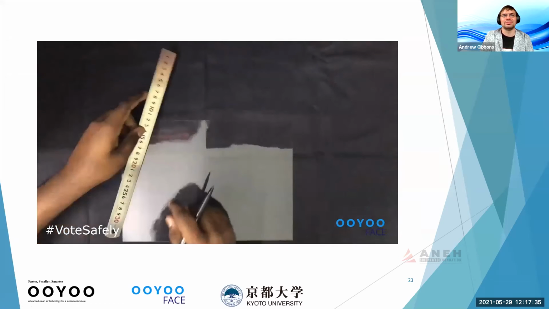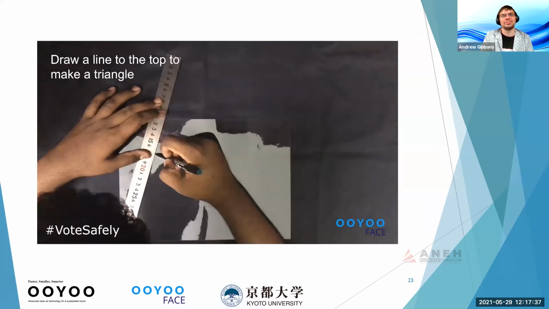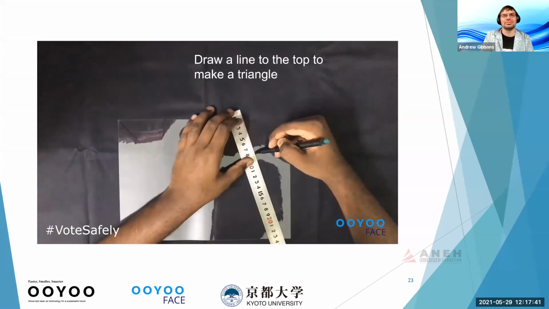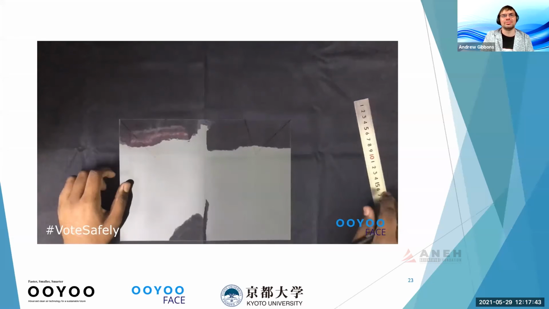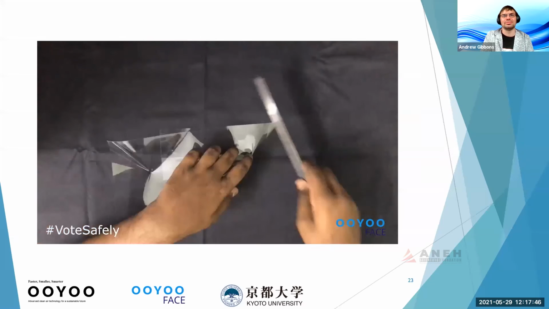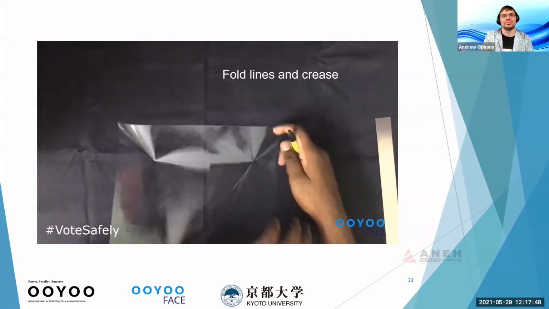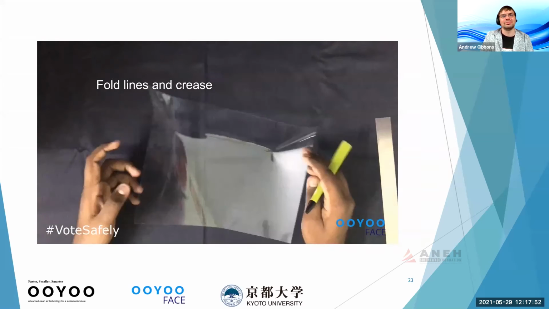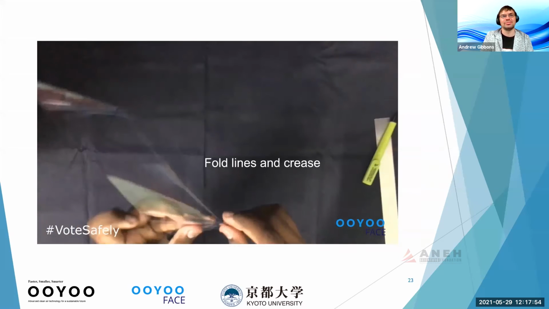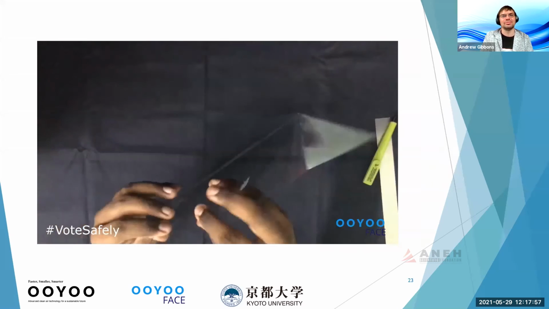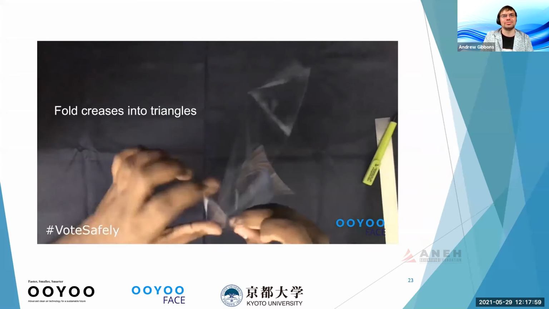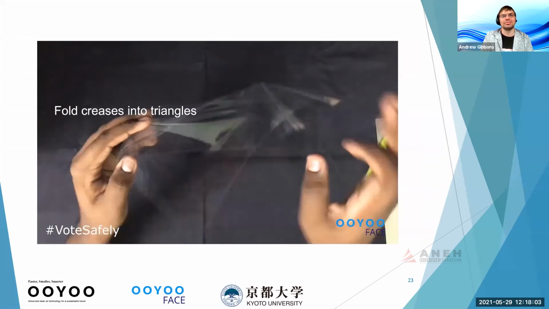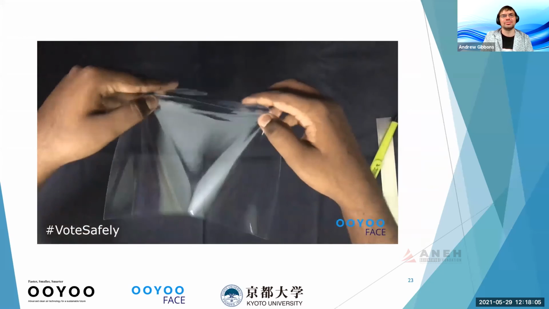Once we've done that, let's draw another line that connects the diagonal to the top. It should form a triangle. Then on the lines we've drawn, let's crease them. And let's fold those creases into triangles on the top. And once you're done with that, that will form the basic mask outline.